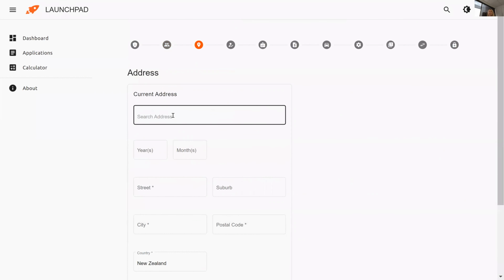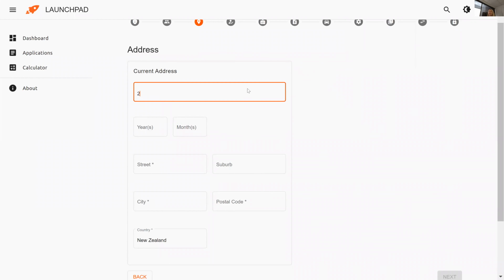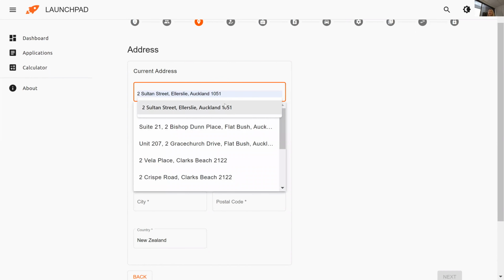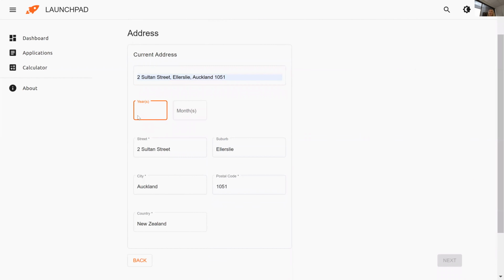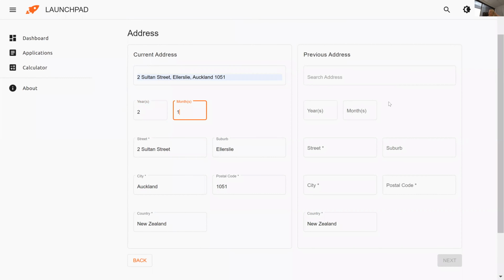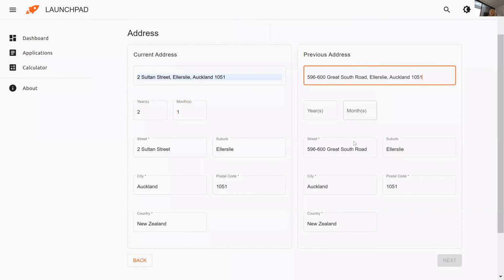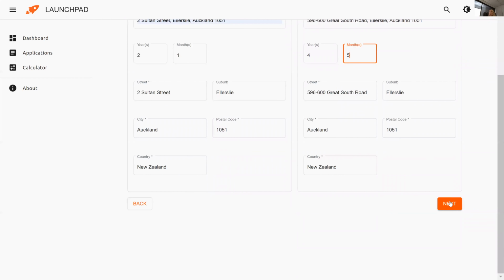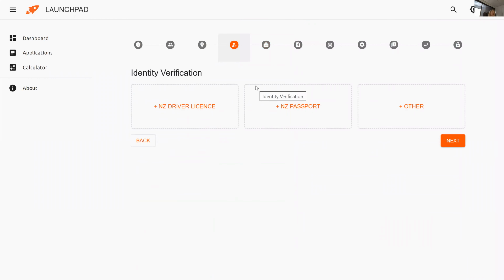Again, this is driven through NZ Post, isn't it? Google. So you can pop your address in and it brings it up, nice and easy. When we get down to years, again, exactly the same as the previous Launchpad. If it's 3 years or more, you don't have to put a previous address in. If it's 2.5 years or less, then you have to put your previous address in. Cool, next. Again, if you don't hit next, you can use those ribbons at the top.